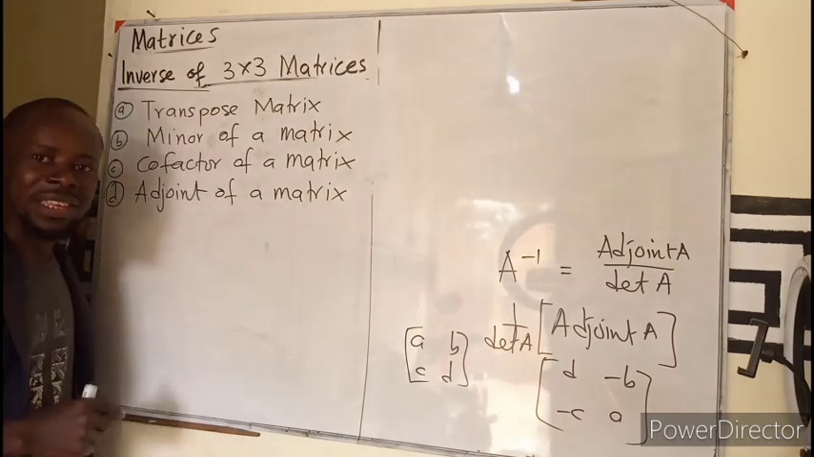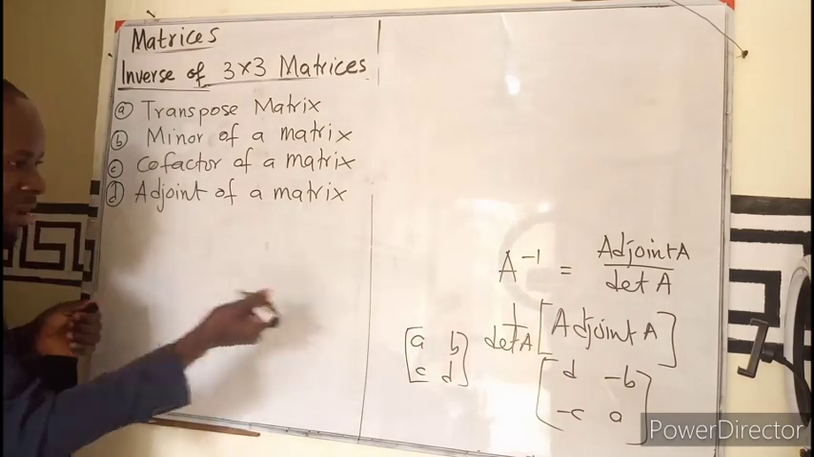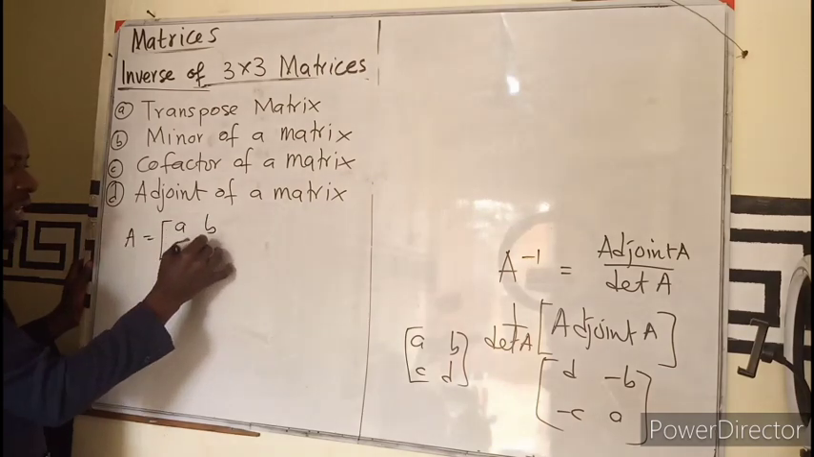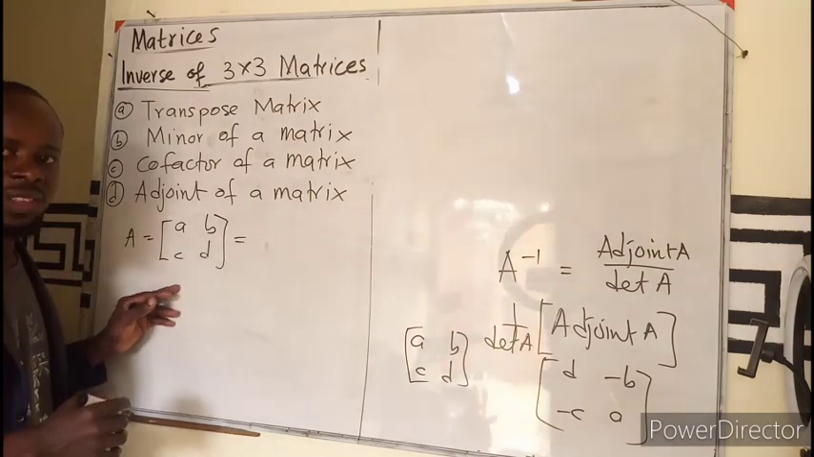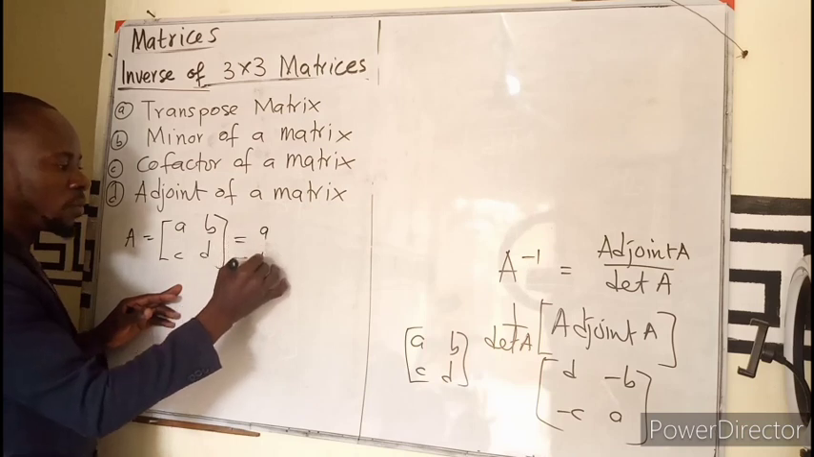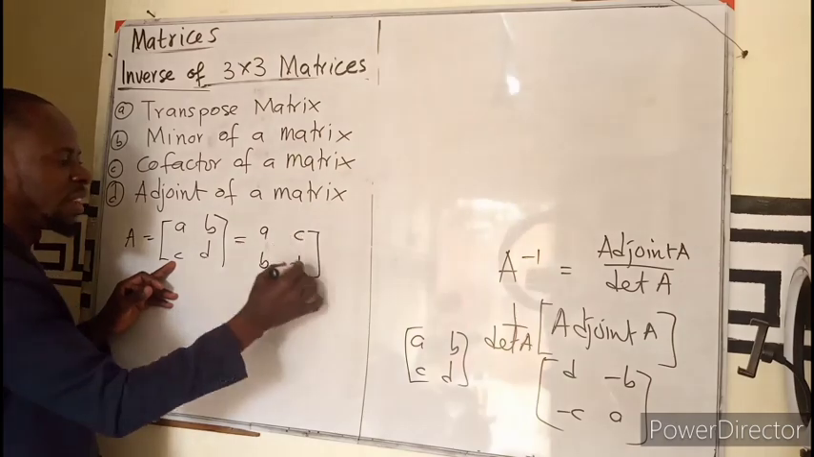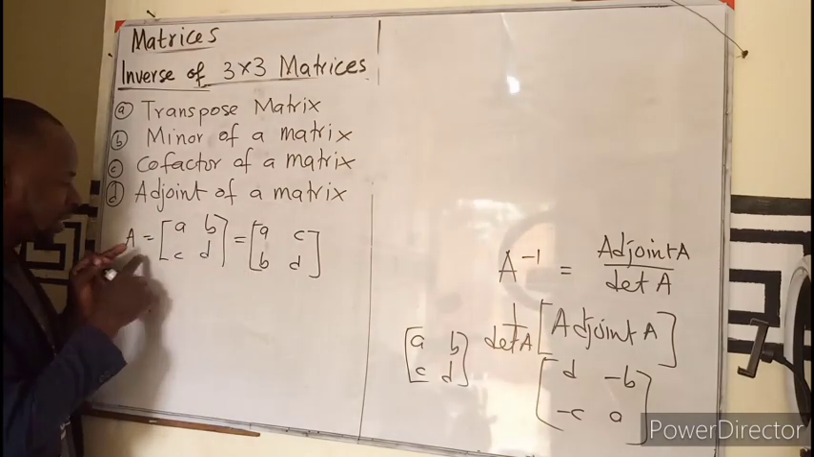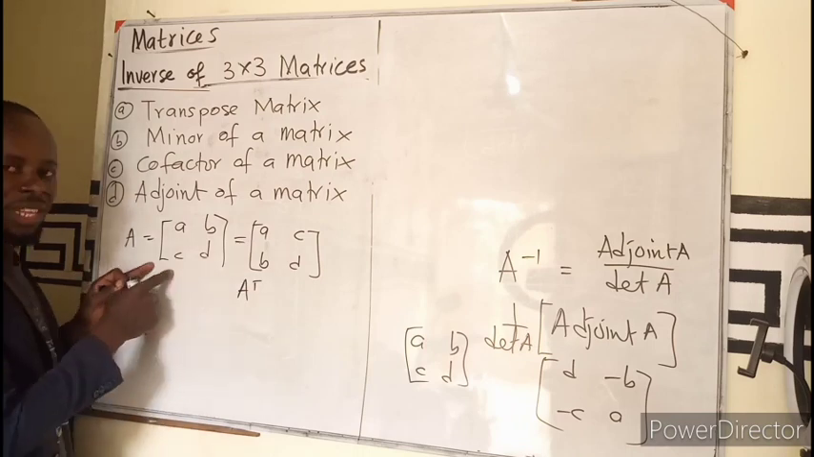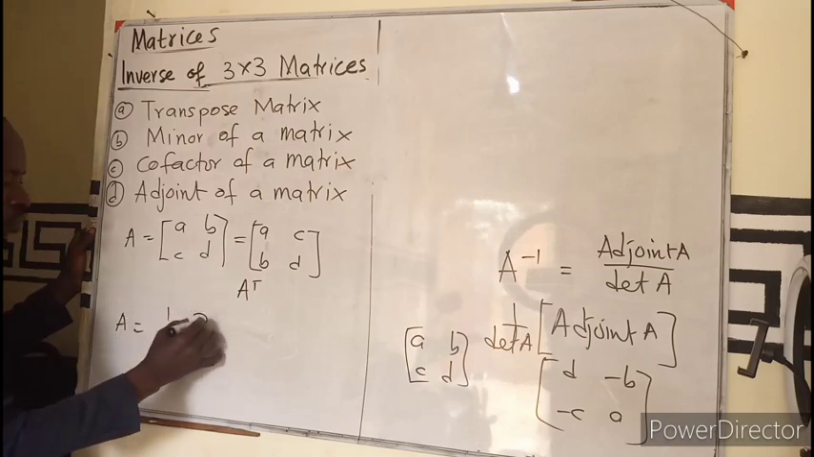Now we need to learn what a transpose is. To transpose a matrix, for example, if I have matrix A equals A, B, C, D, if I'm to transpose this, it means the first row becomes the first column, the second row becomes the second column. So this is the transpose of the matrix A, written as A exponent T.